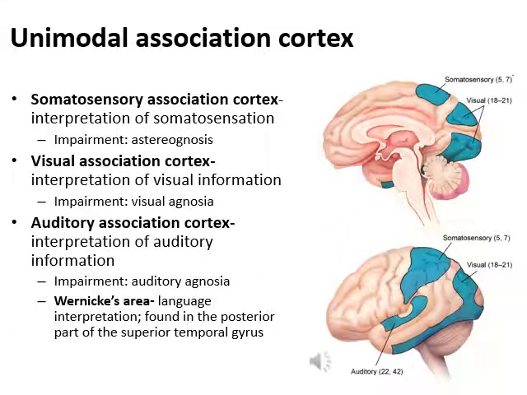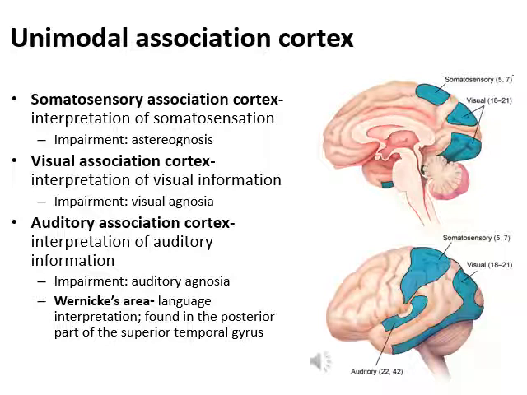So first, the unimodal association cortex. The first one is the somatosensory association cortex. You can see the picture on the right side, from the medial side and from the lateral side. This area includes Brodmann areas 5 and 7. The function of it is to interpret or analyze the somatosensations. If you have any lesion in this area, you will have astereognosis.